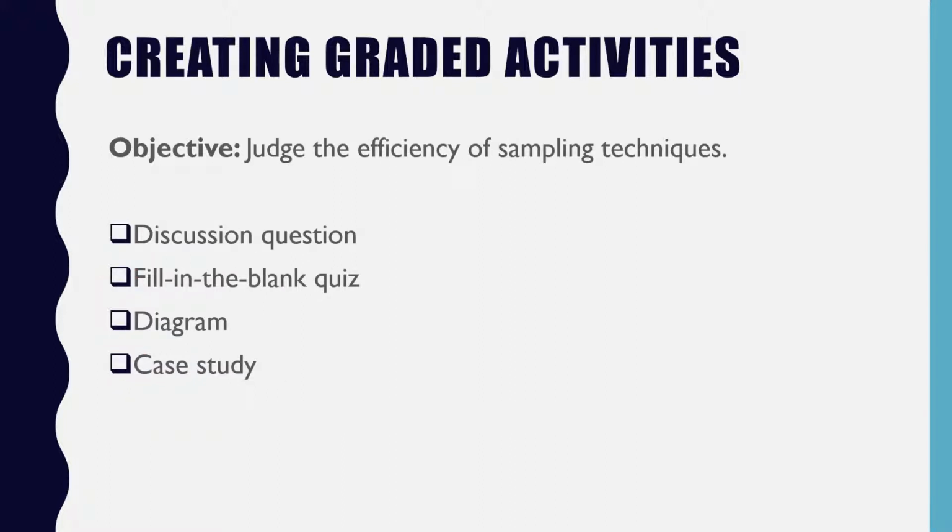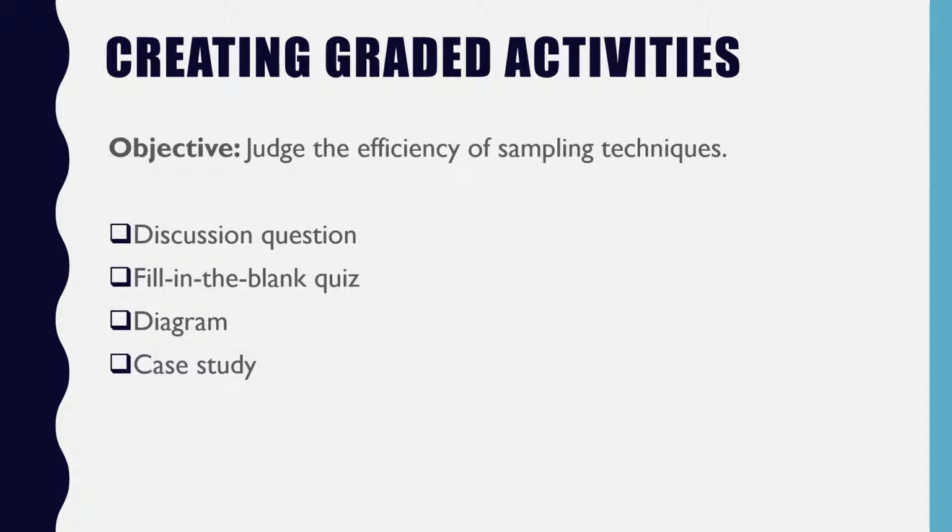For a higher level of complexity, you have more variety available for graded activities. For instance, consider the objective. After completing this lesson, you will be able to judge the efficiency of sampling techniques. This objective falls under the Evaluate level of Bloom's taxonomy.